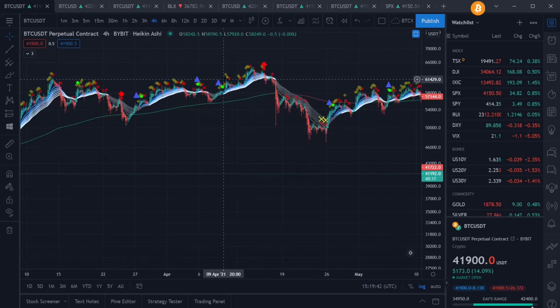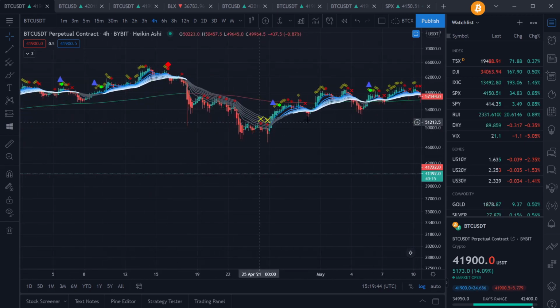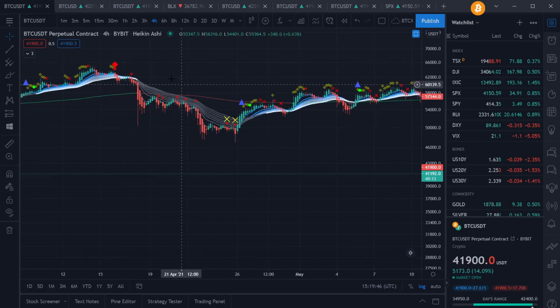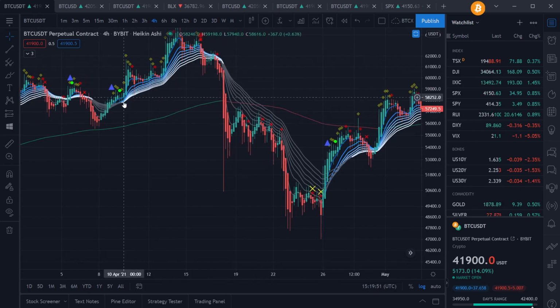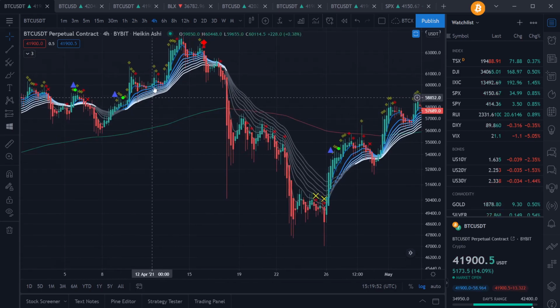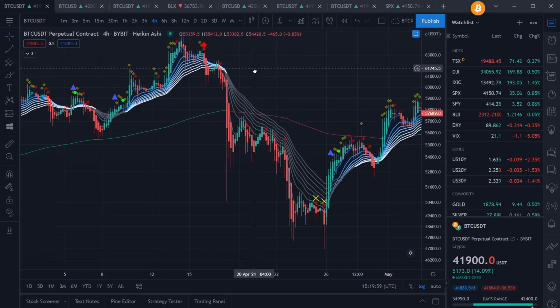So as we can see here, we have all sorts of dots, triangles, X's, lines, and the EMA ribbons. So basically these are just EMA ribbons. They're very basic. When you're going up, these EMA ribbons are light, and when you're starting to go into a downtrend, these EMA ribbons turn dark.